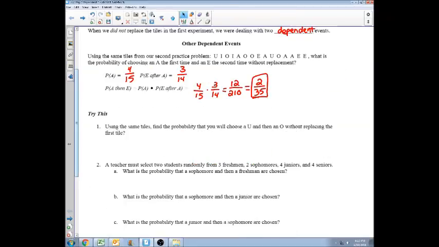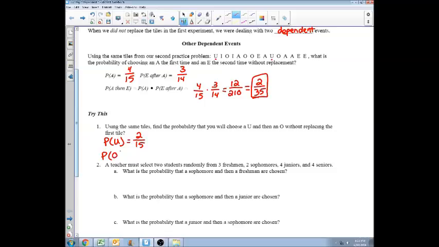So we're going to try number 1. Using the same tiles, find the probability that you will choose a U and then an O without replacing the first tile. So the first thing we need to find is the probability of the U. What is the probability of U? Well, how many U's are up here? There are 1, 2. There are only 2 U's, so that would be 2 out of 15 because there's 15 total tiles.